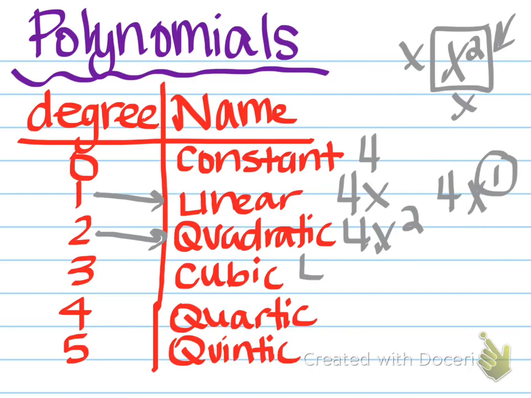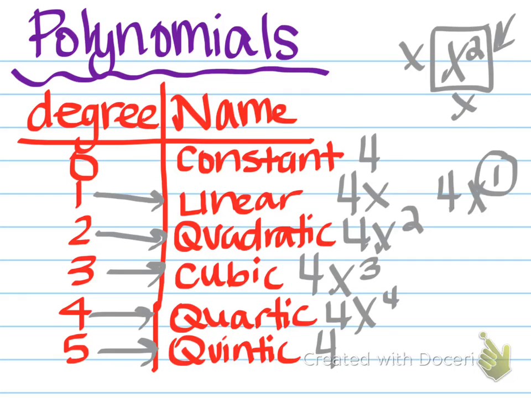Cubic is going to look something like this, 4x to the third power. Quartic is going to have 4x to the fourth power, and quintic is going to have 4x to the fifth power. Again, these are just examples, but when the degree is 1, it's linear, 2 quadratic, 3 cubic, 4 quartic, and 5 quintic.